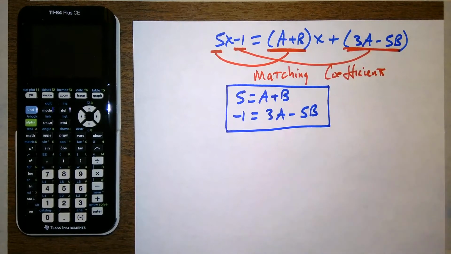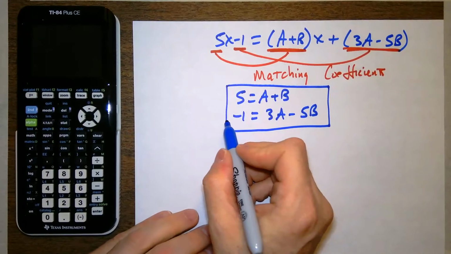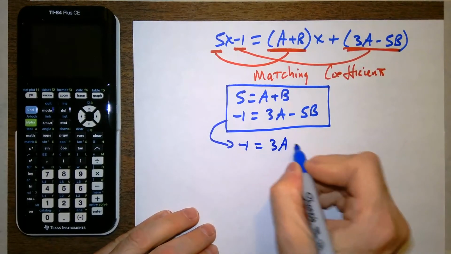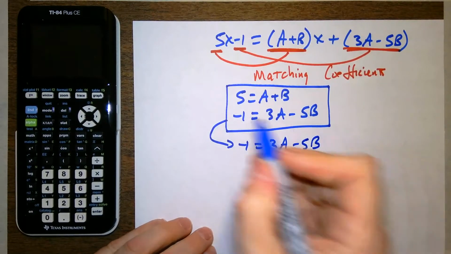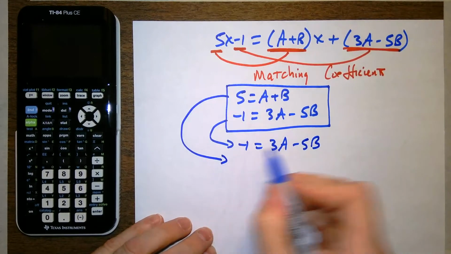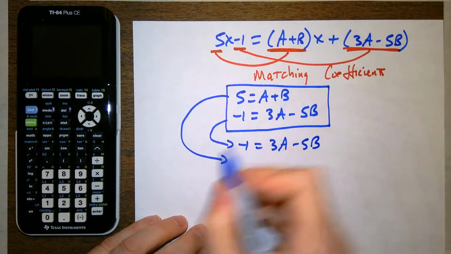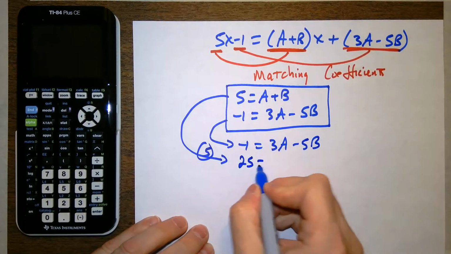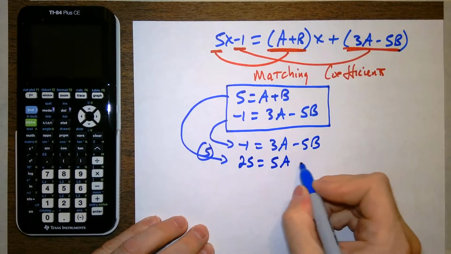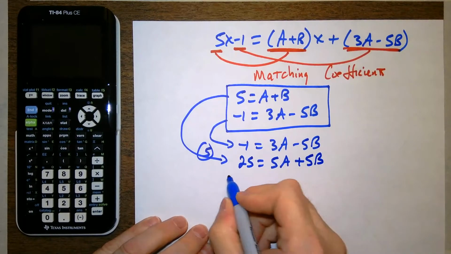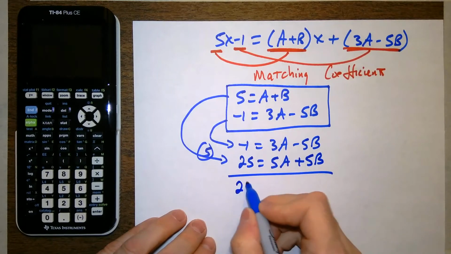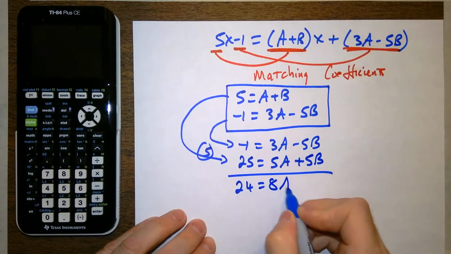So how can I solve this? A lot of different ways of solving this system. I'm going to leave this equation alone. Just bring it down. Negative 1 equals 3a minus 5b. And this equation, I notice that I've got a negative 5, and I'm going to multiply everything by 5. And I'm going to get 25 equals 5a plus 5b. So when I add them together, the b's will be eliminated. And I'll have 24 equals 8a.